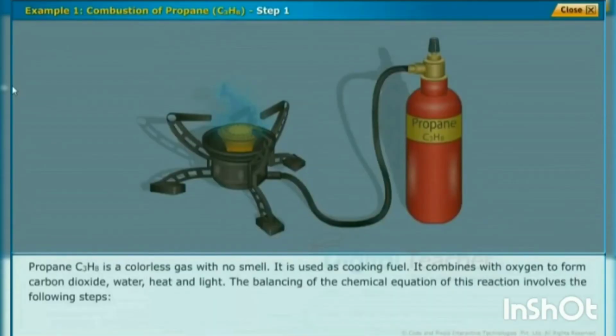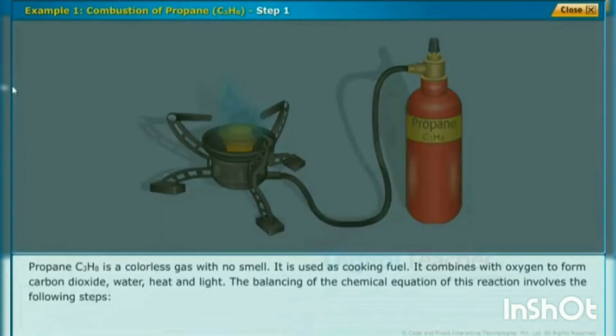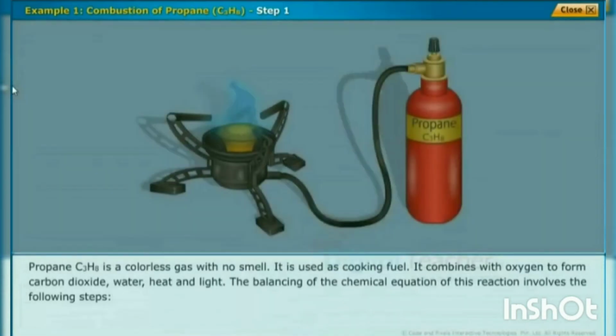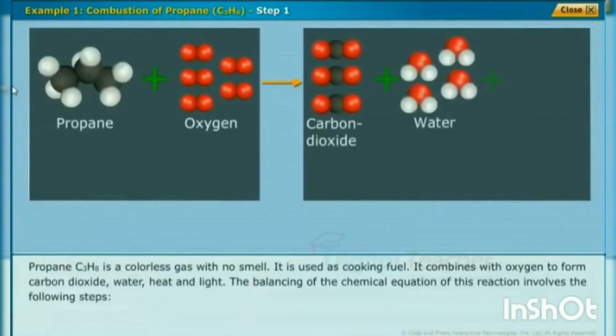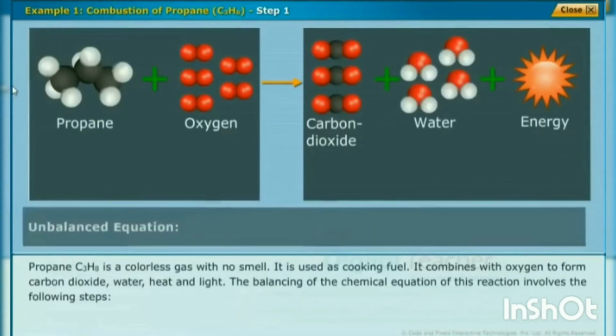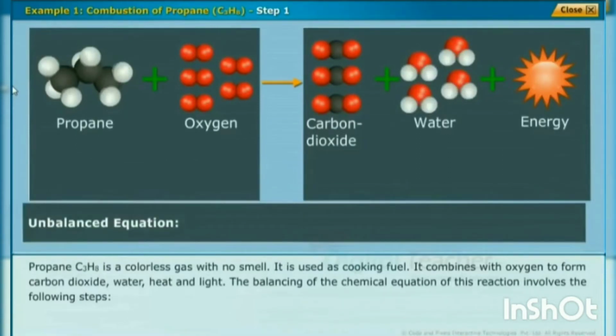Let us see another example where we can balance a chemical equation. As shown, propane, having molecular formula C3H8, is a colorless gas with no smell. It is used as cooking fuel. It combines with oxygen to form carbon dioxide, water, heat, and light. The balancing of the chemical equation of this reaction involves the following steps.